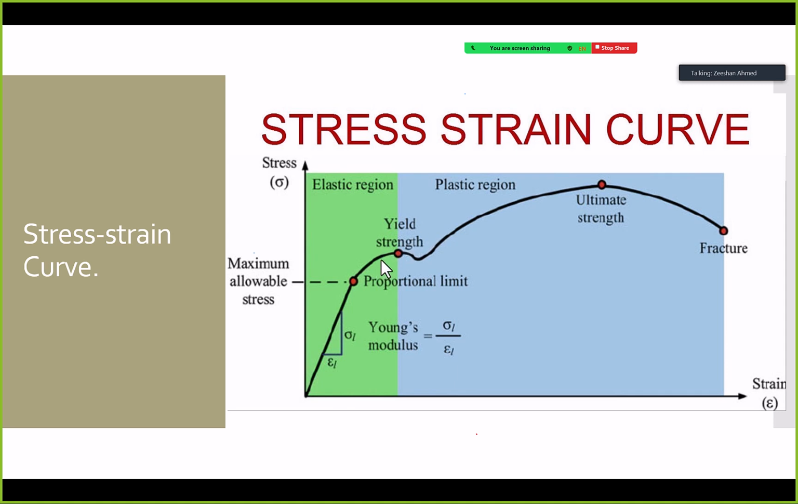ये प्लास्टिक रीजन है. This curve, I don't know why he has drawn like this, but forget it. There will be curves where it is going to be just like this. Okay, I want you guys to ignore this hump. Then you have the ultimate strength. Ultimate strength क्या होती है?